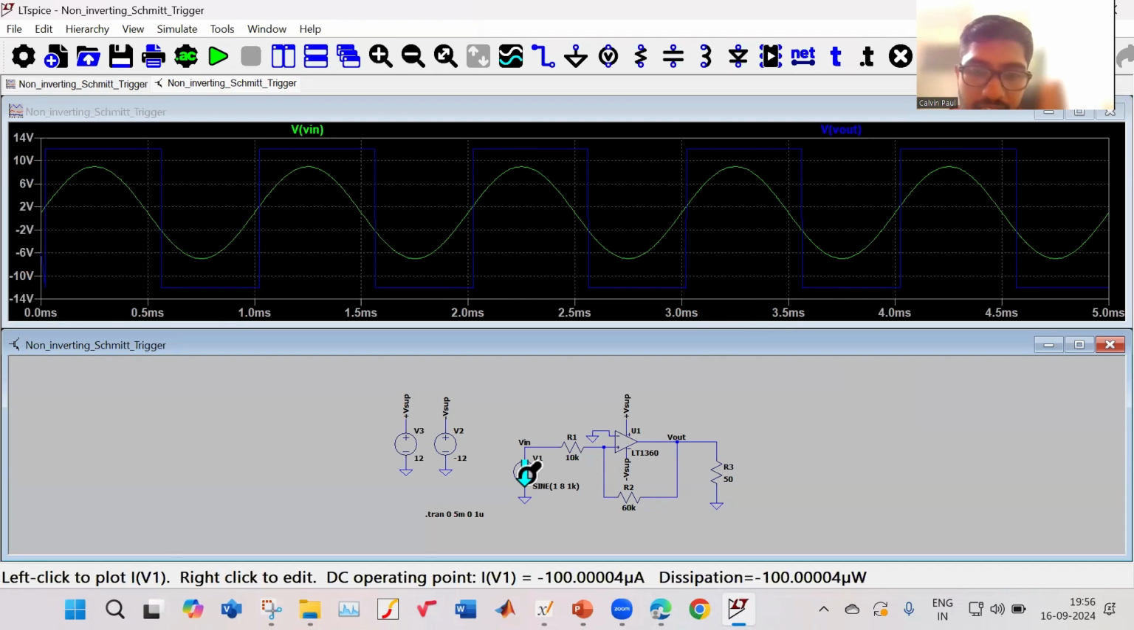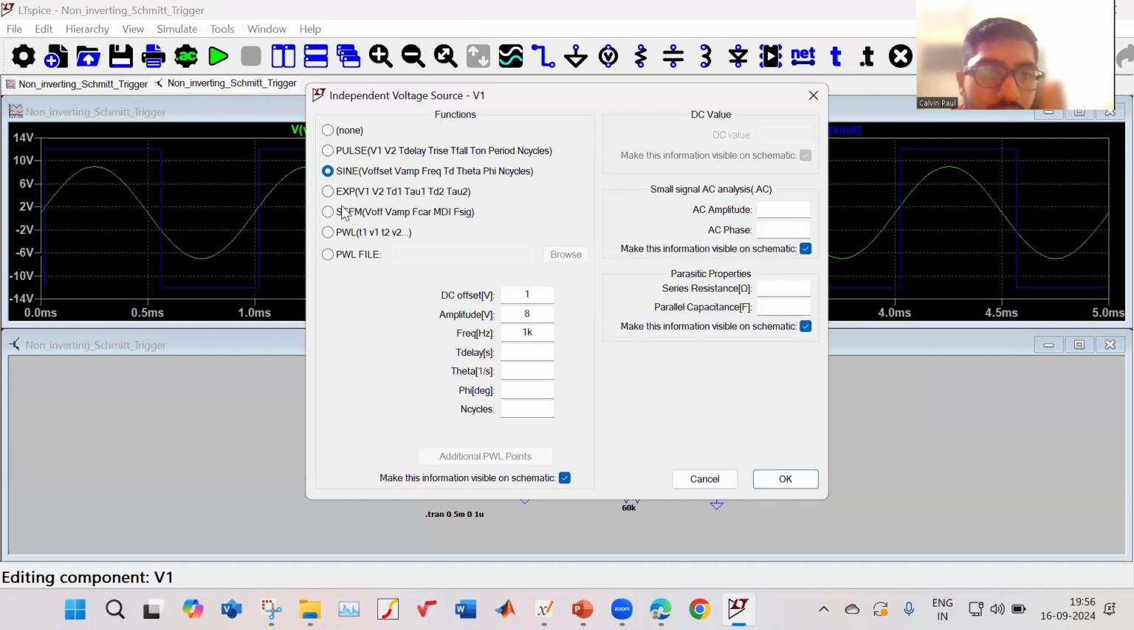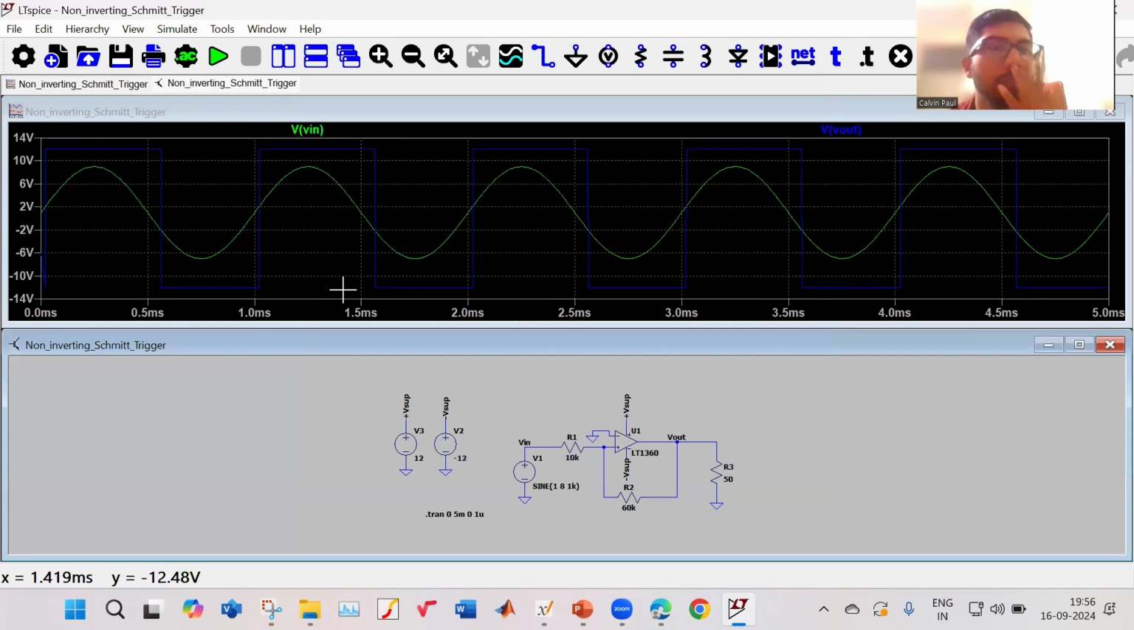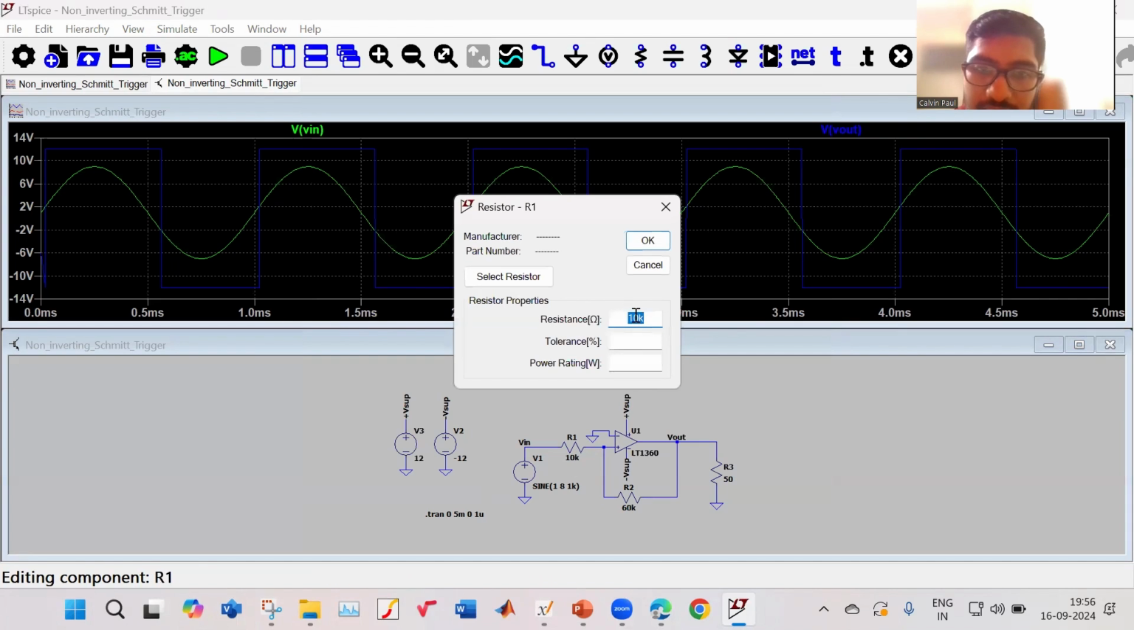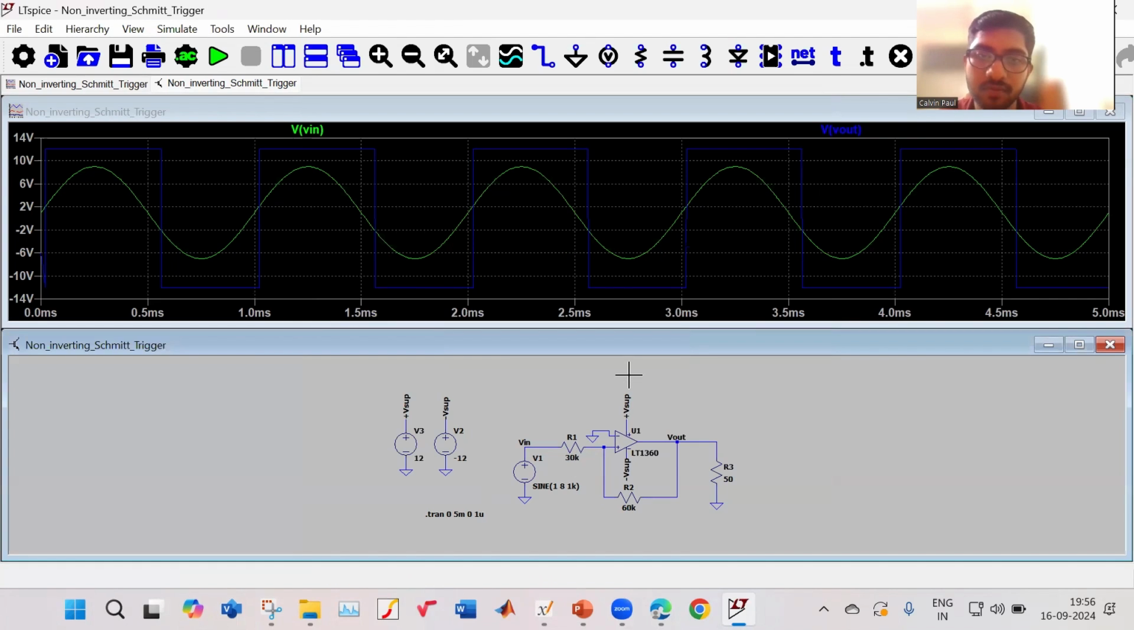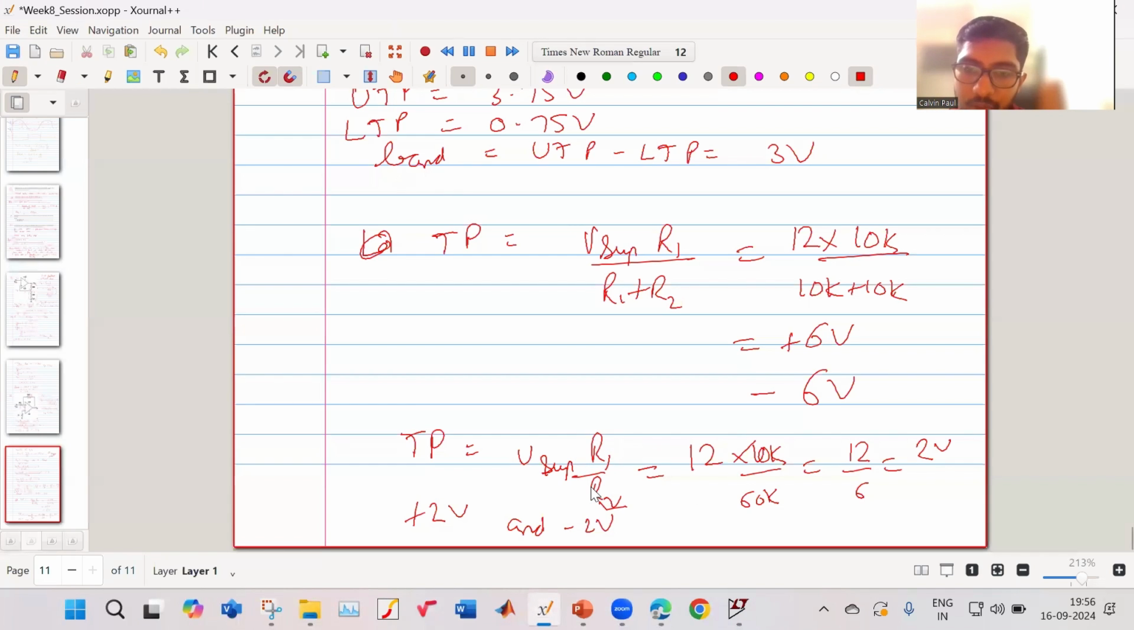Let us change, instead of sine wave, let us use a... there are very few options, it is not easy to change over here. So instead we will change this R1, which is 10K. Let us make it 30K. Then it will be 30K upon 60K, so my trigger point should become plus 6 volt and minus 6 volt. Let us check.